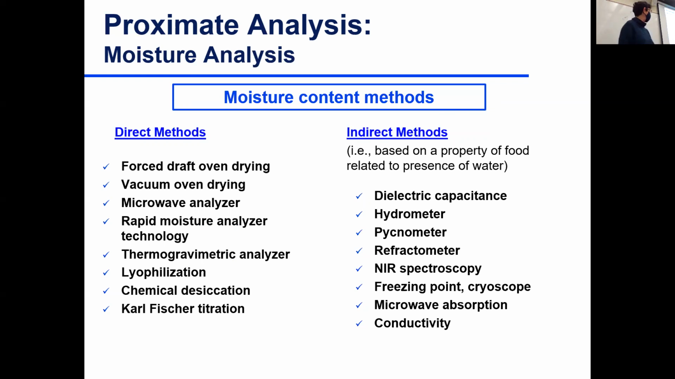I will also mention indirect methods of analysis. Hydrometer is often used for very high moisture foods. Refractometer is indirect because you're measuring total solids, so you can determine total moisture by subtracting the total solids. And IR, we didn't cover IR, but we can do moisture analysis by NIR, and so on. So there are a lot of different methods for measuring moisture content.